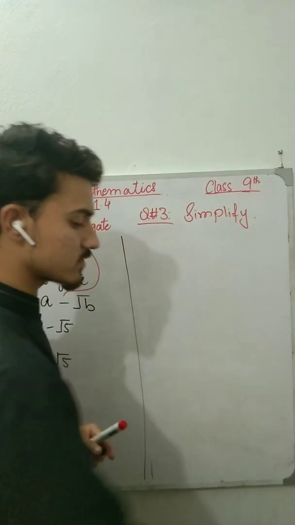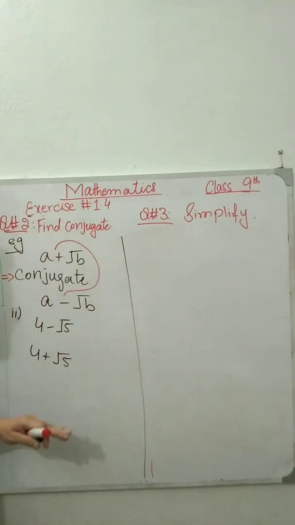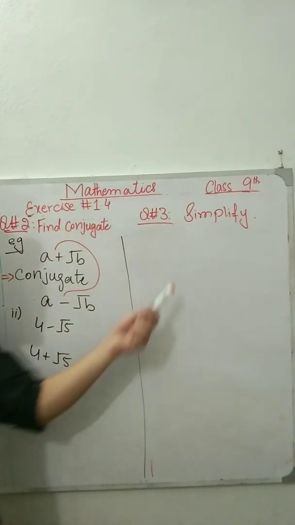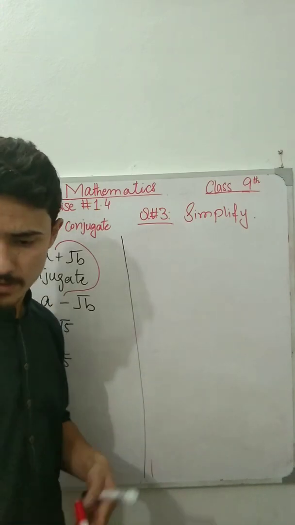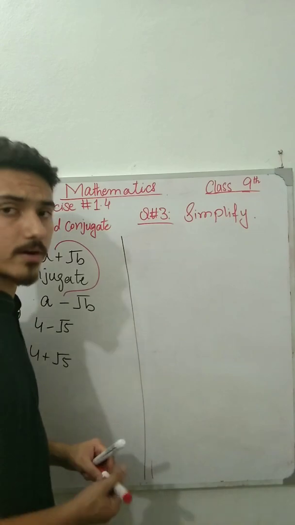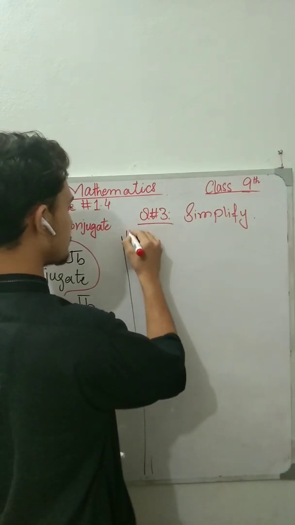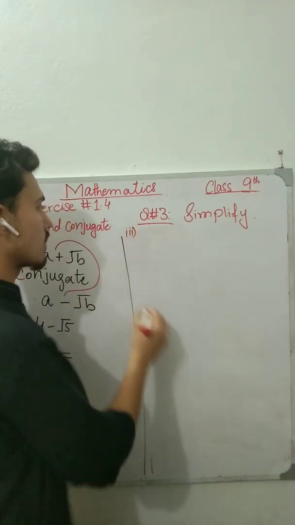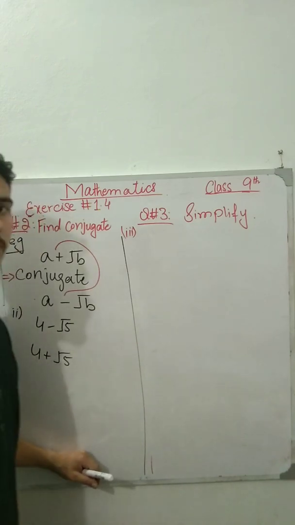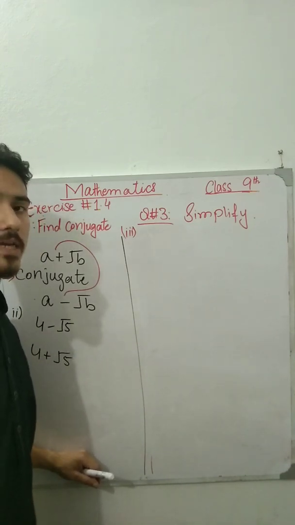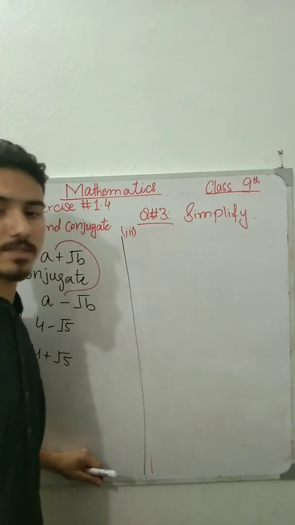Let's come to question number 3. Question number 2 is very easy. You can do all the remaining parts. Let's move towards question number 3. What is said? We need to simplify. I'm going to solve the third part, because part 1 and 2 are quite linked with this question. If you understand the third one, then it must be very easy for you to solve parts first and second.